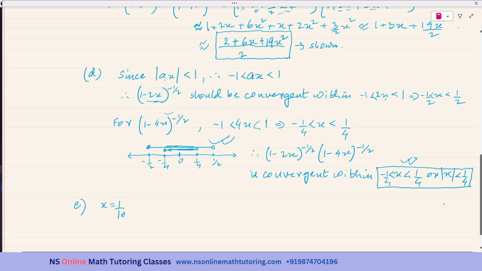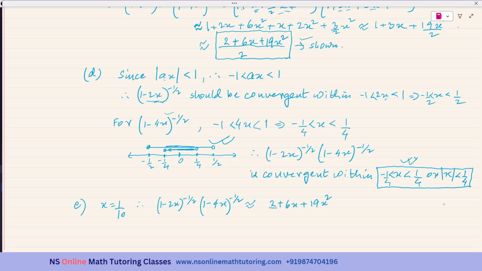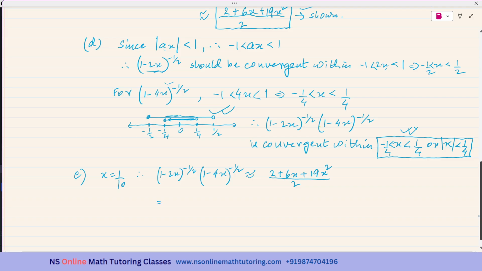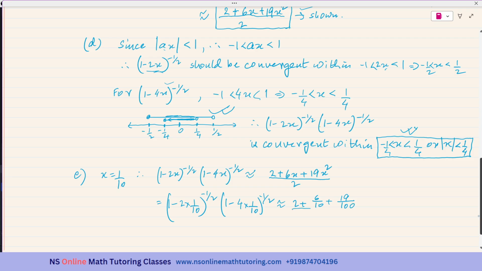X equal to 1/10. So, therefore, (1 minus 2x) raised to the power of negative half times (1 minus 4x) raised to the power of negative half times (2 plus 6x plus 19x squared) over 2 — I'm writing this expression first of all — should be equal to (1 minus 2 times 1/10) raised to the power of negative half and (1 minus 4 times 1/10) raised to the power of negative half, times (2 plus 6/10 plus 19/100) over 2.